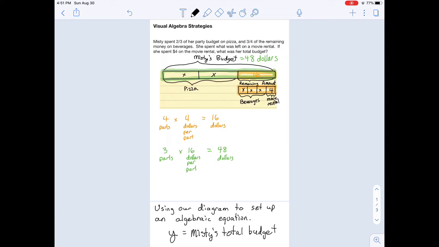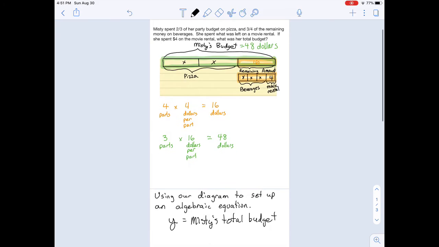There are a bunch of equations that I could set up based on my strip diagram, and I'm going to go ahead and talk through a couple of those just to get us on the right track, but this is a little bit of extra work that's not needed for the problem. So the first thing that I can note is that the pizza budget was 2/3 of the total budget. So I have 2/3 of the total budget is the pizza budget.